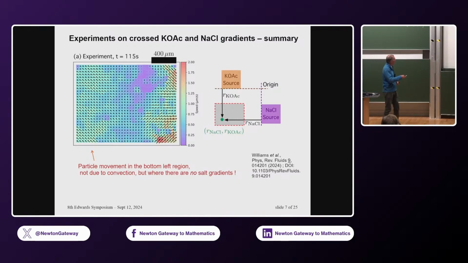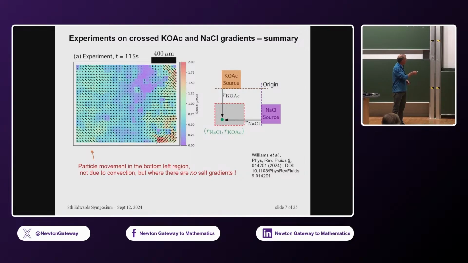So what you see is the particles moving. This is after about 2 minutes. I emphasize there's no flow in here. The flow's all decayed away much faster than that. And we're looking at a region down here. So these salt gradients are starting to cross around here. What you're seeing is diffusiophoresis up the sodium chloride gradient on this side. And essentially there's not much happening on the potassium acetate side because for minus 50 millivolt particles, that's diffusiophoretically neutral.